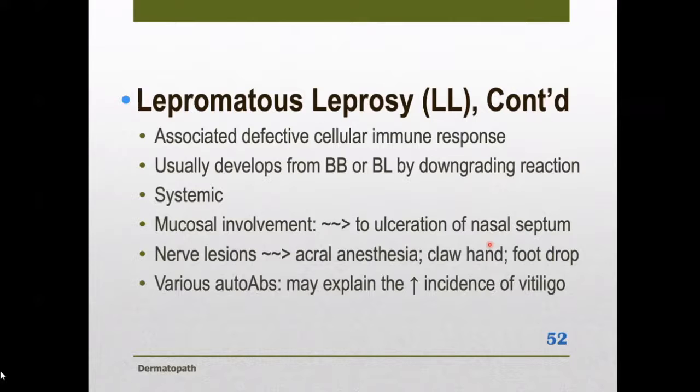So the problem is not just melanin, but their melanocytes are killed by autoantibodies. So there will be autoantibodies which target melanocytes and kill them. And you know melanocytes are the ones producing the melanin. So that's why they will have this discoloration.